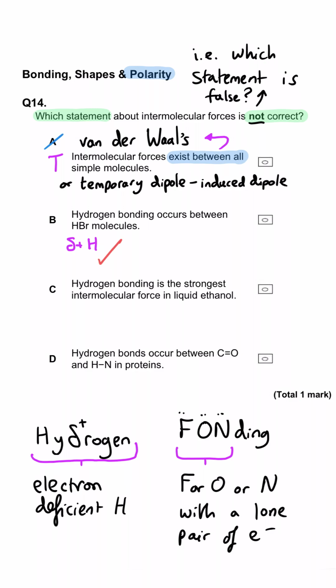and to look for a fluorine, oxygen or nitrogen with the lone pair. And this doesn't have it, it's got bromine instead. So this is the false statement, which means that this is the correct answer for the question.